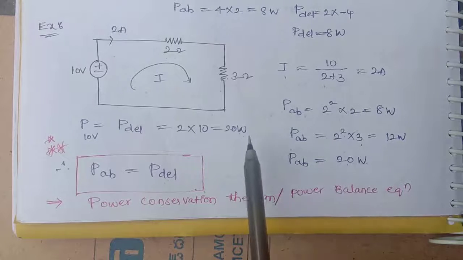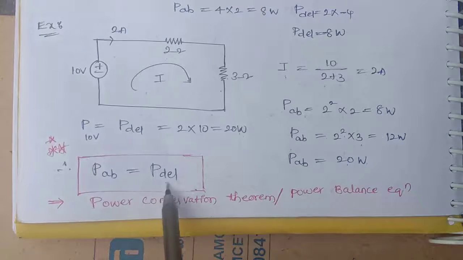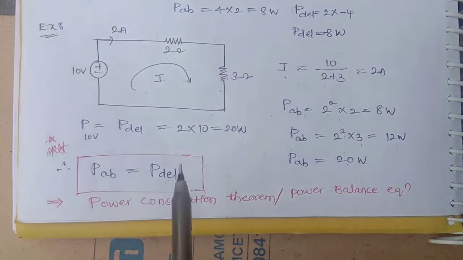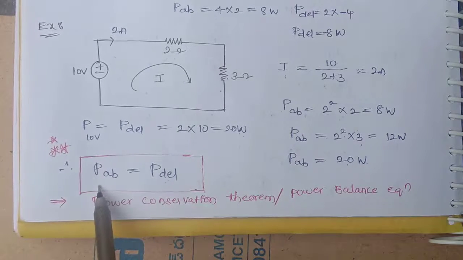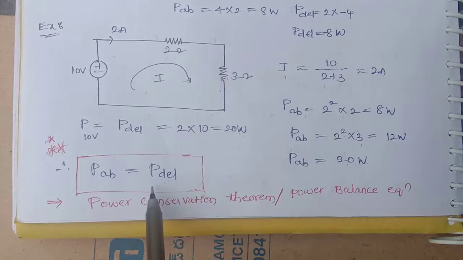That means the total power absorbed is equal to the total power delivered. In any circuit, you can take that the total power absorbed by the circuit is equal to the total power delivered by the circuit, which is called the power conservation theorem, Tellegen's theorem, or power balance equation. Power delivered is equal to power absorbed, or power absorbed is equal to power delivered.